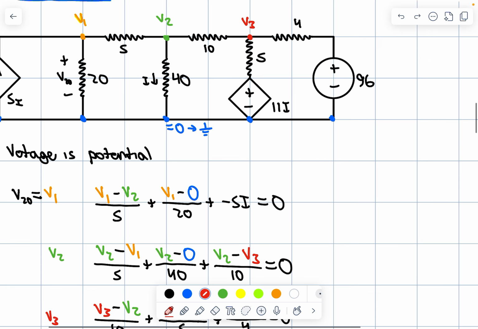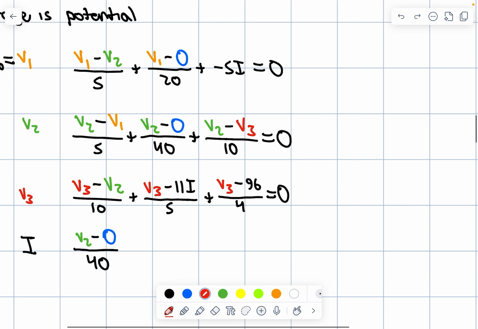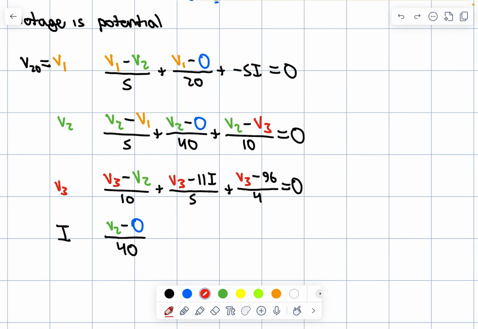And then for this right wire, we're going to do the same thing. We have this as 0. We can just make another node and say this is 96, right? Because this plus minus is just a voltage difference. It's just a potential. So we now have V3 minus 96 over 4. And the only other component we need to solve this problem, to find our V1 and our resulting voltage associated with the 20 ohm resistor, is I. I we have not found.